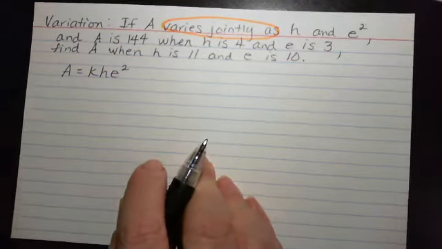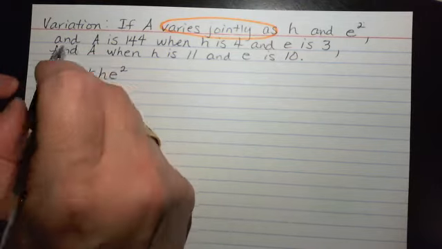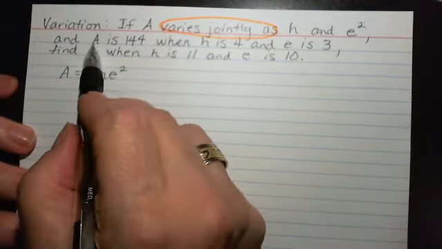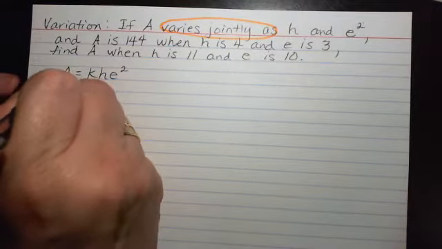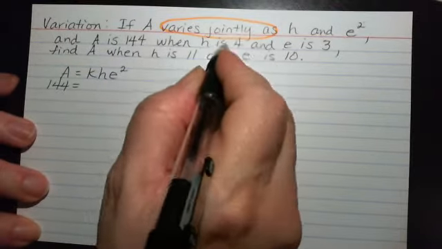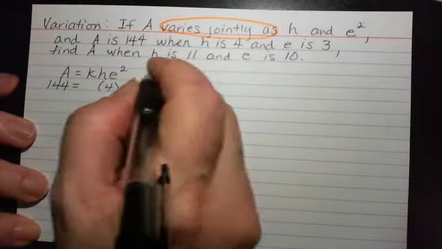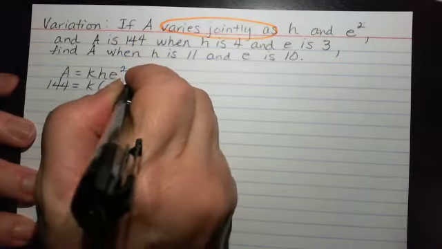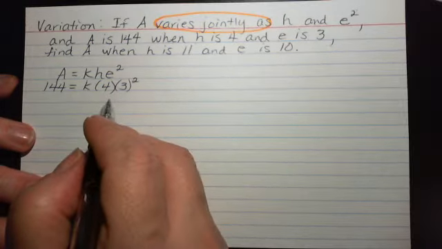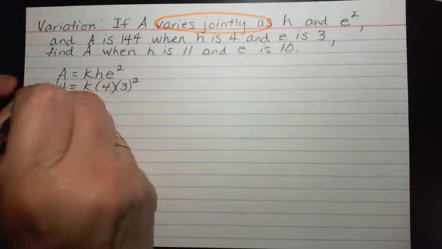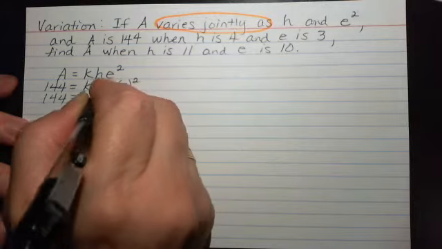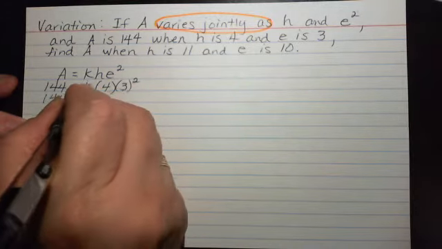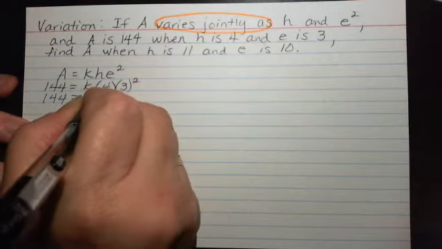So that's the translation. And then for the first part of this, we pick up the values we're given for A, h, and e. So A is 144 when h is 4 and e is 3. So we still have our k and we have the square for our e. Let's do the math here. 144 is equal to exponents first. That's 3 squared is 9 times 4 is 36 times k is 36k.